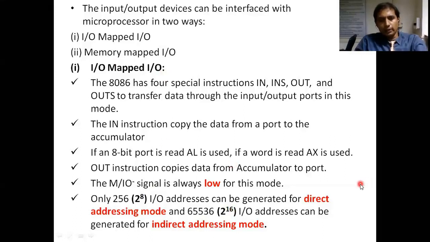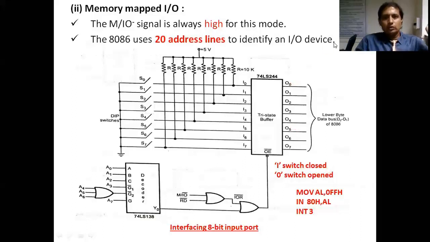Let us see the other type, memory mapped IO. In memory mapped IO, concentrate, the M by IO bar signal should be high. In the previous case it was low, now it is high. In that case we are selecting memory mapped IO. Second, memory mapped IO does not have direct and indirect modes, only one type. In that type we have 20 address lines. So the 8086 uses 20 address lines to identify any device. These 2 points relate to memory mapped IO.